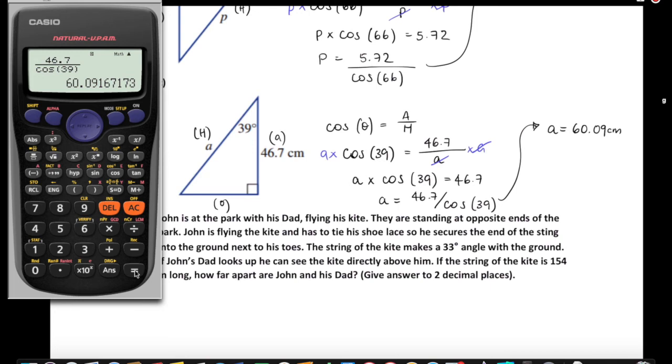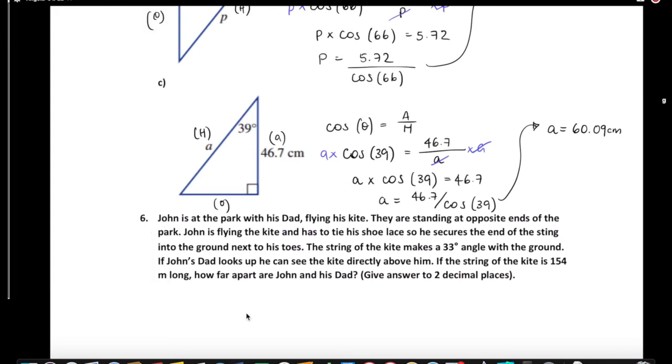So now the last question is talking about John being at the park with his dad flying his kite. They are standing at opposite ends of the park, and John is flying the kite and has to tie his shoelace so he secures the end of the string into the ground next to his toes. The string of the kite makes a 33-degree angle with the ground. If John's dad looks up, he can see the kite directly above him. If the string of the kite is 154 meters long, how far apart are John and his dad?